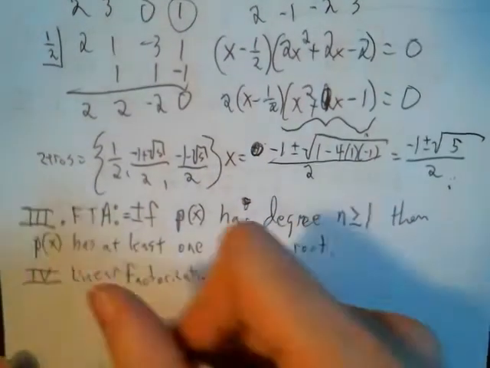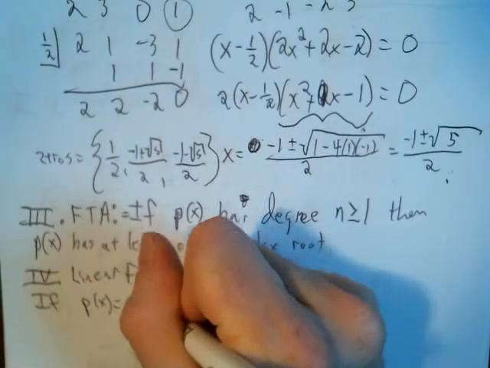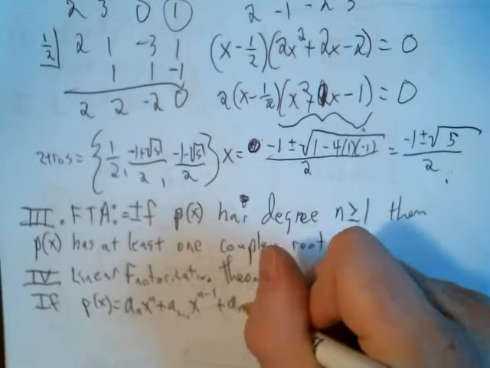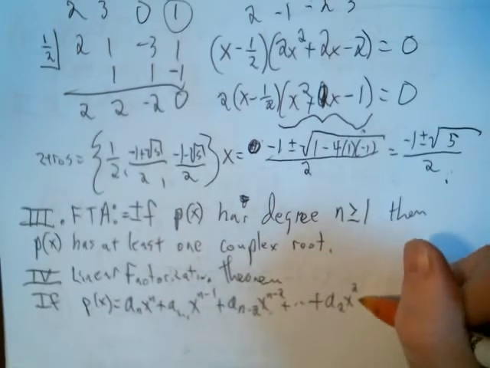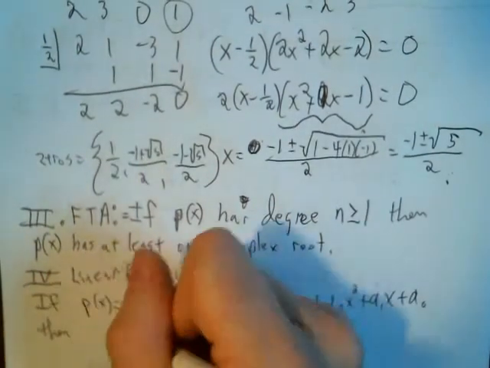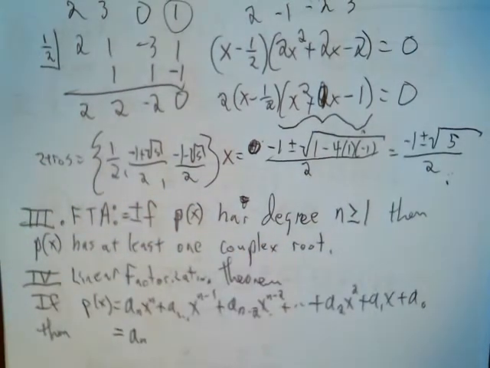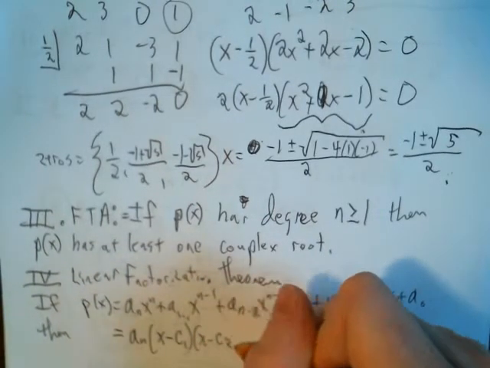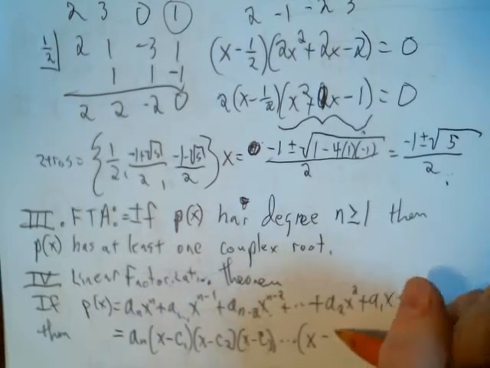What do we do? If you have this general form of a polynomial, so if p of x equals a sub n x to the n plus a sub n minus 1 x to the n minus 1 plus a sub n minus 2 x to the n minus 2 plus dot dot dot plus a sub 2 x squared plus a sub 1 x plus a sub 0, then you can always rewrite it as a product of a bunch of binomials. So it would be a sub n times x minus c1 times x minus c2 times x minus c3, dot dot dot all the way times x minus c sub n.